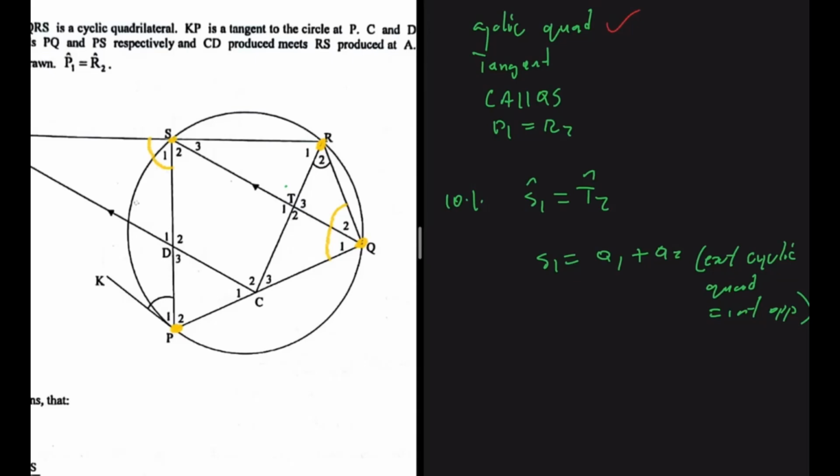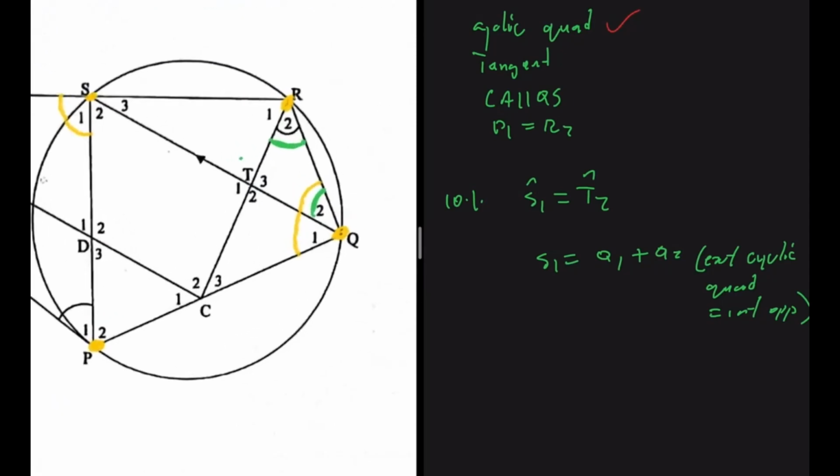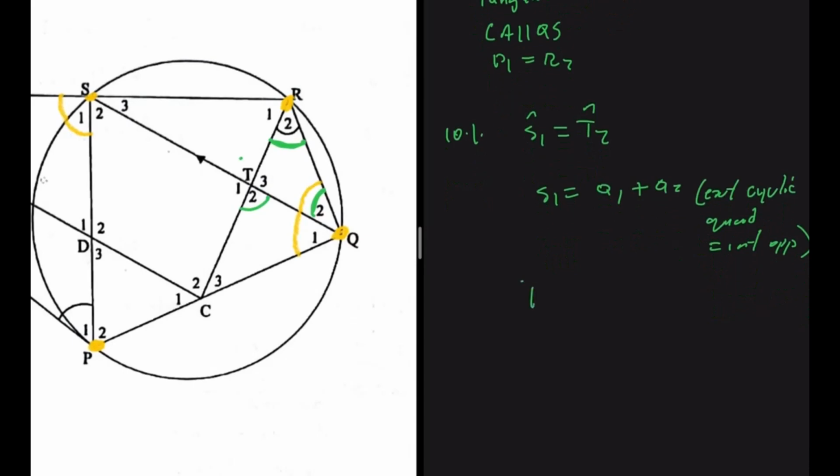When I look at T2, I realize very quickly that T2 should be equal to R2 plus Q2, right? An exterior angle of a triangle is equal to the sum of the two interior opposite angles. So we're saying that T2 will be equal to R2 plus Q2. From here, where do we go? We can see that S1 is equal to Q1 plus Q2 and T2 is equal to R2 plus Q2, right?